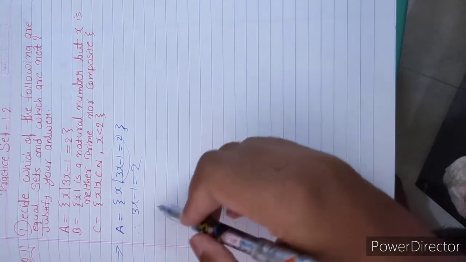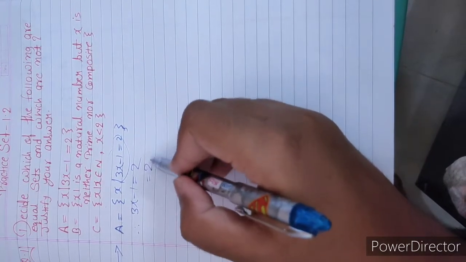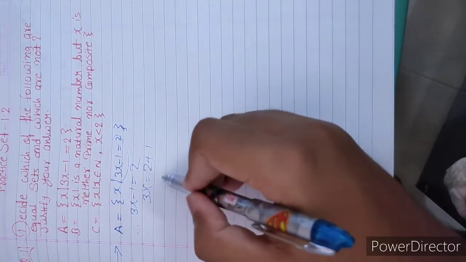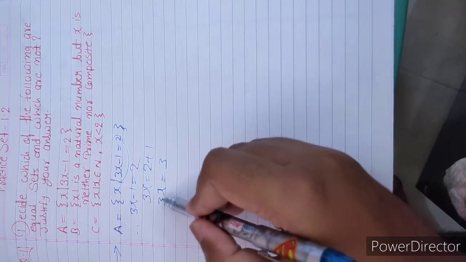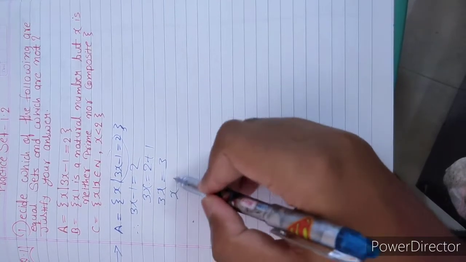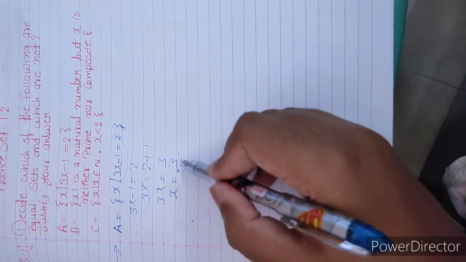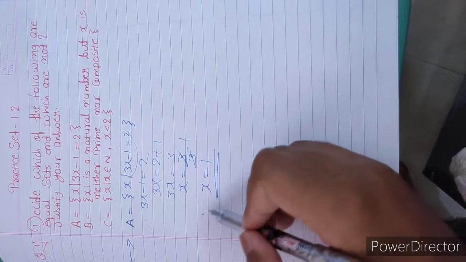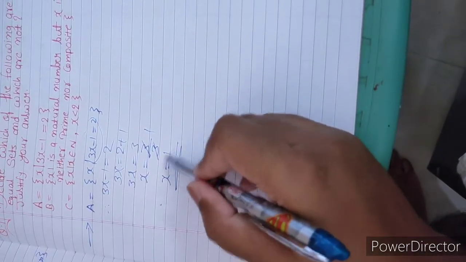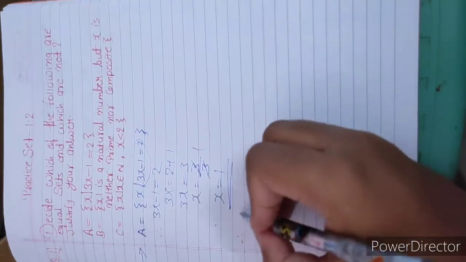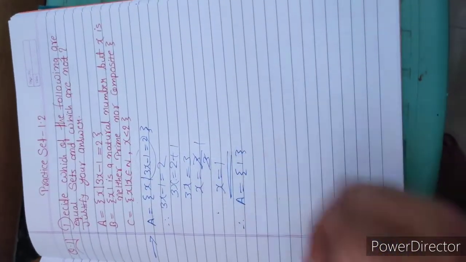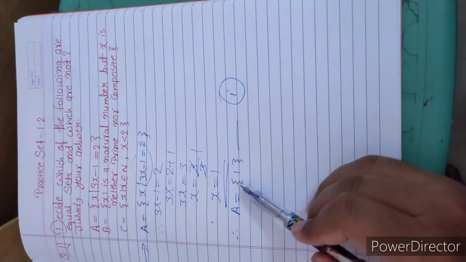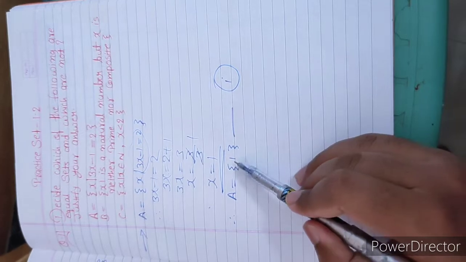3x minus 1 is equal to 2. The minus 1 goes to the other side and converts into plus 1, so 3x is equal to 2 plus 1, which is 3. The 3 is multiplied with x, so it goes to the other side and converts into divide. Then 3 divided by 3, x is equal to 1. We got the set A which has x equal to 1. So in roster form we write A is equal to {1}, as equation number 1. Here A is a set of one element, that is 1.